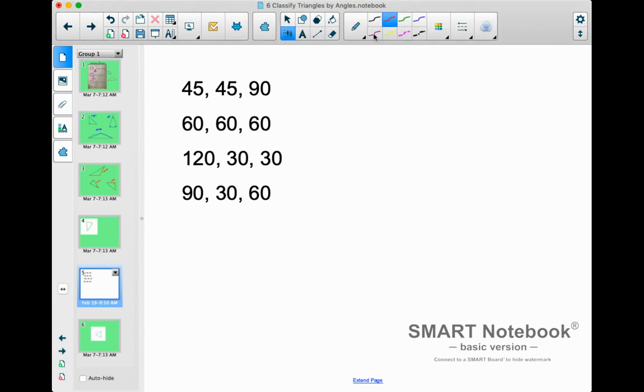example, my three angles: the first angle is 45 degrees, the second angle is 45 degrees, and one of the angles is 90 degrees. I know that a right triangle has a 90-degree angle, because a right angle is 90 degrees. So this would be an example of a right triangle. Anytime you see 90 degrees, it's a right triangle. Now take a look at the next one.